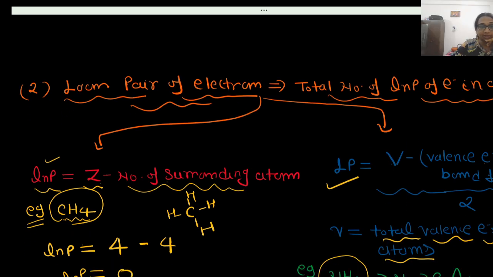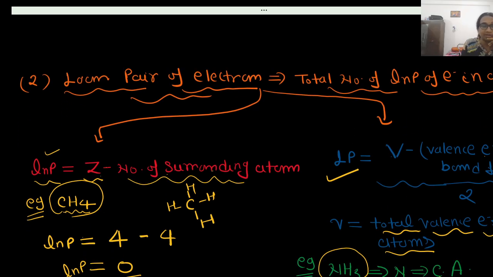In an example, suppose we have a molecule CH4. Now calculate the lone pairs of electrons in this molecule. Lone pair is equal to the value of Z. The value of Z of CH4 is 4, minus the total number of surrounding atoms. 4 hydrogens are attached to the carbon atom. That means 4 surrounding atoms are present, so 4 minus 4 is equal to 0.